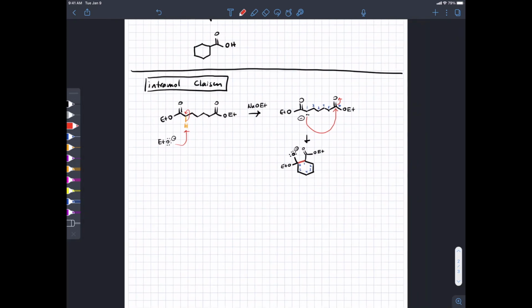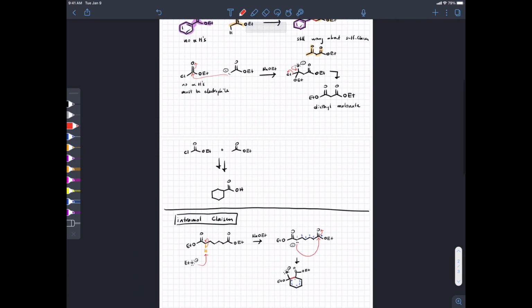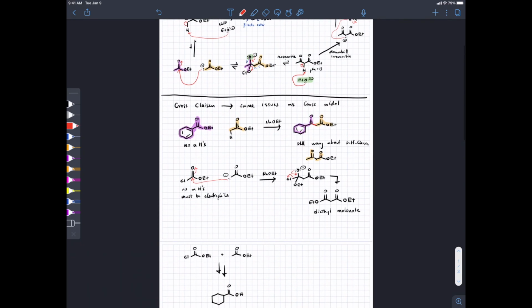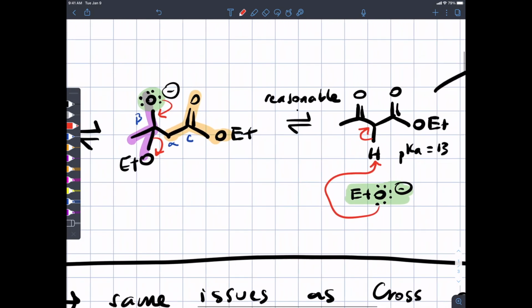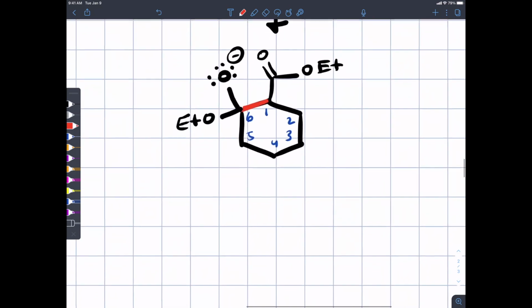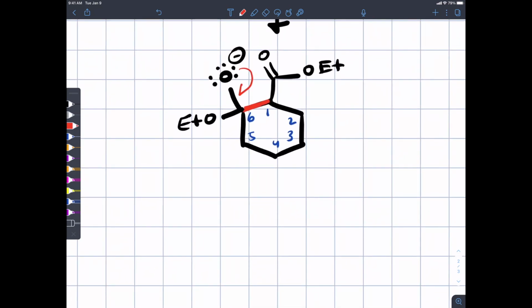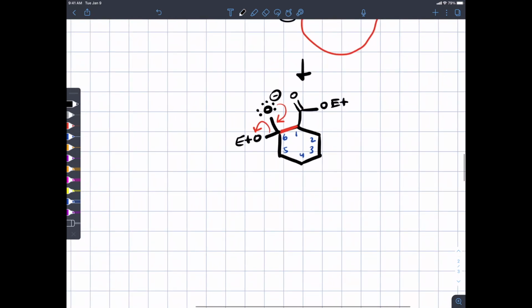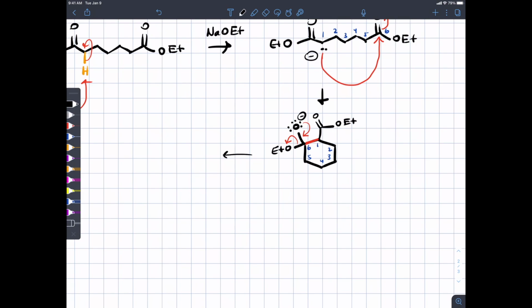So we've made this 6-membered ring, and then as we saw above for the Claisen reaction, electrons kick down and the leaving group leaves, and that should give us a beta keto ester. So we'll show that happening here for this intramolecular reaction. Electrons kick down, leaving group leaves. And your product is this beta keto ester.